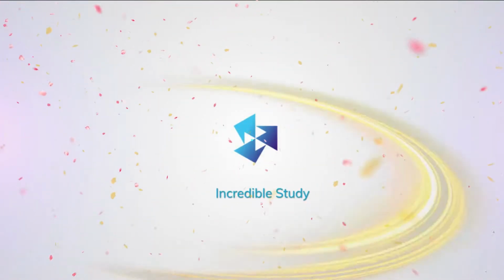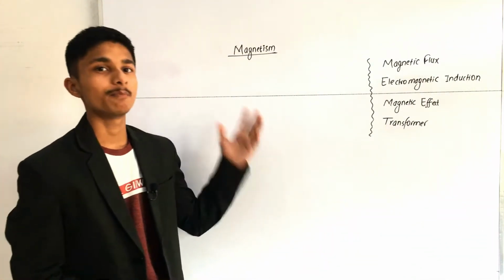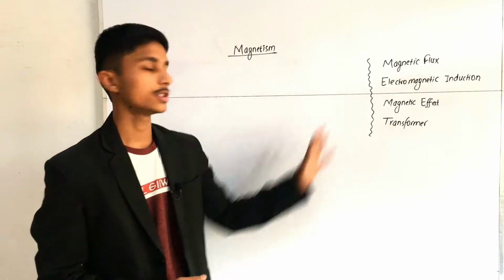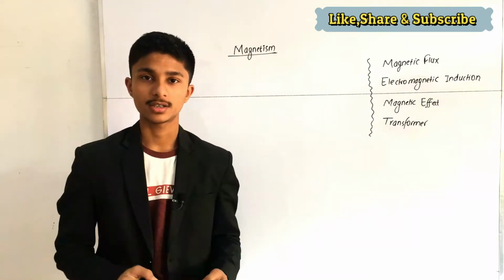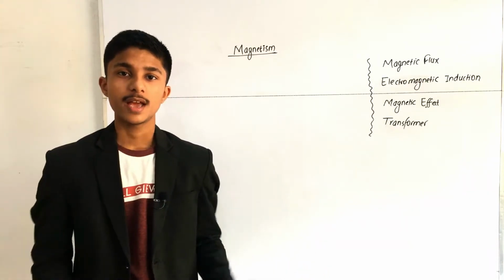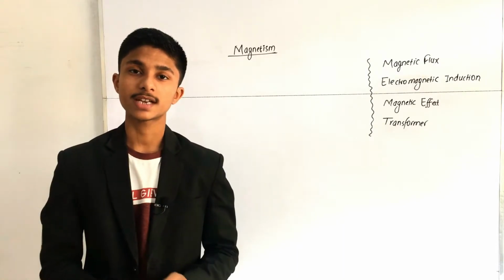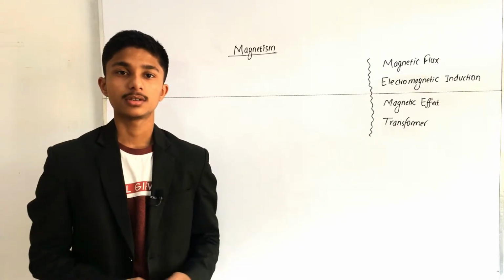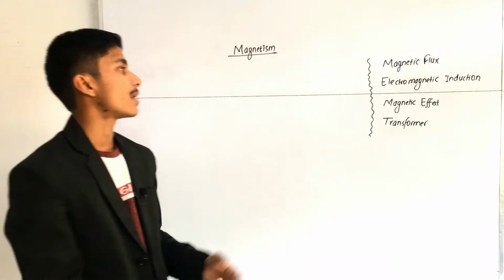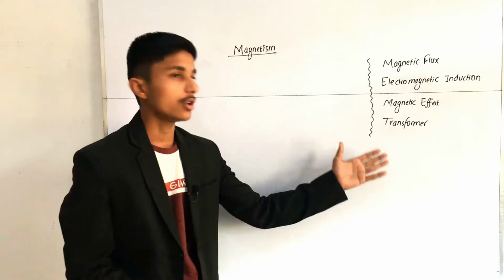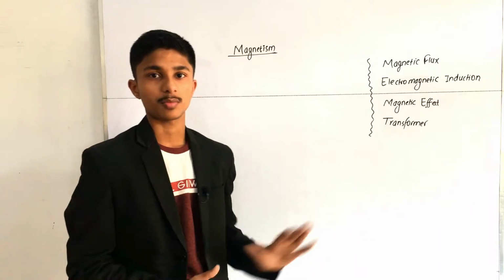Welcome to Incredible Study. Here we need to know about our topic, that is magnetism, before going to these subtopics. So let's know about magnetism. What is magnetism? Magnetism is the property of a magnet with which it attracts a magnetic body. This is called magnetism. Now we go to our next topic, these subtopics. Gradually we will finish all of them.